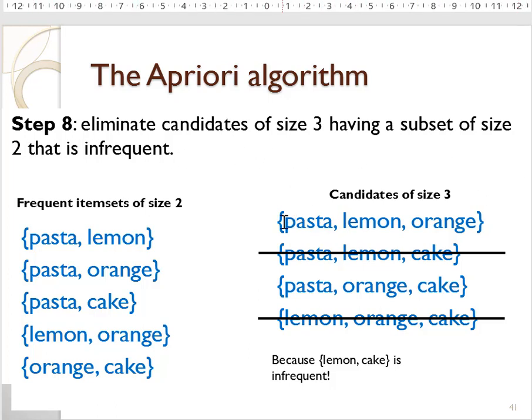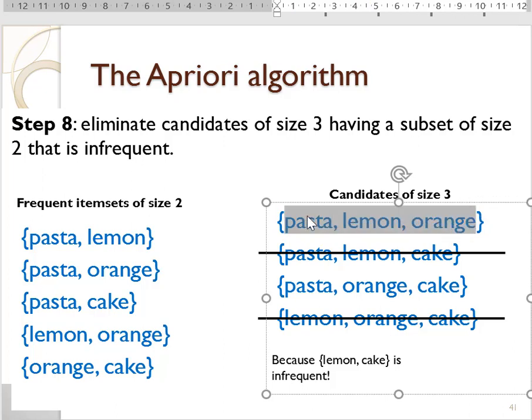So let's look at the first one, pasta, lemon, orange. We look at all the subsets of size 2. Pasta, lemon. Does it appear here? Yes. Pasta, orange, is it here? Yes. Lemon orange, is it here? Yes. So this one is maybe frequent, so we cannot eliminate.